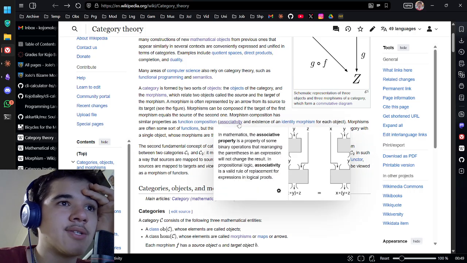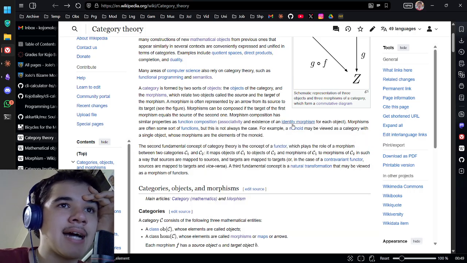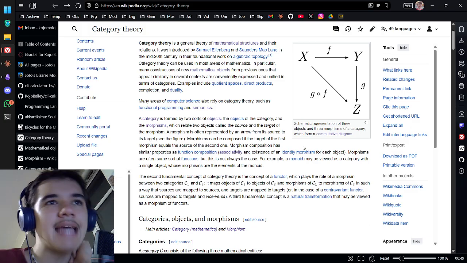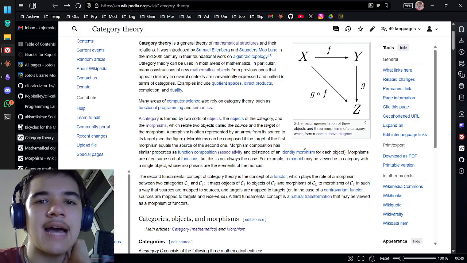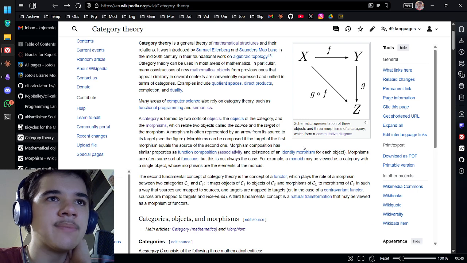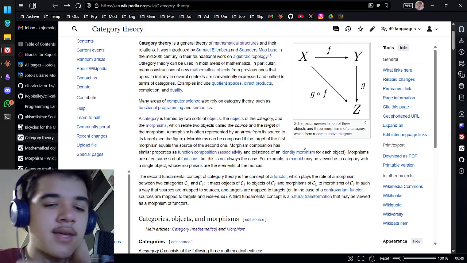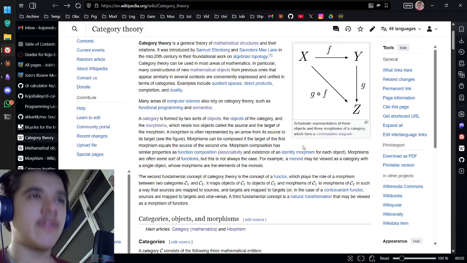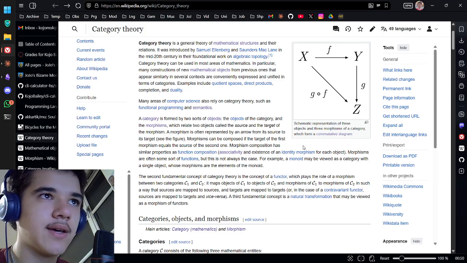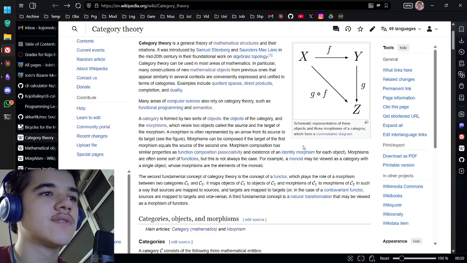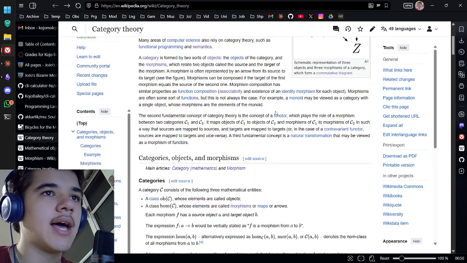So there are associativity laws, and there is the identity morphism. Is that a requirement? Does every single object have to have an identity morphism? Because I remember in this video I watched, it says not everything can be a category. Like there are laws, and we'll get into it later.